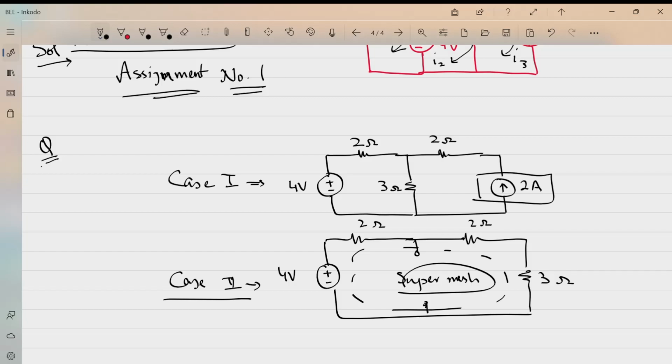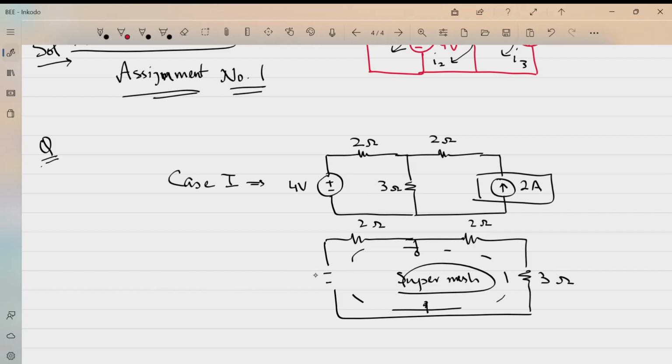Yes sir. But supernode was between two non-reference nodes. हाँ, यहाँ पे voltage source was located between two non-reference nodes. Current source, if it is located between two meshes, यहाँ पे तब super mesh का concept, we'll be talking about super mesh for a current source when it is located in between two meshes. Now we'll do this case 2 in the next session. Today we'll be discussing case 1 only.